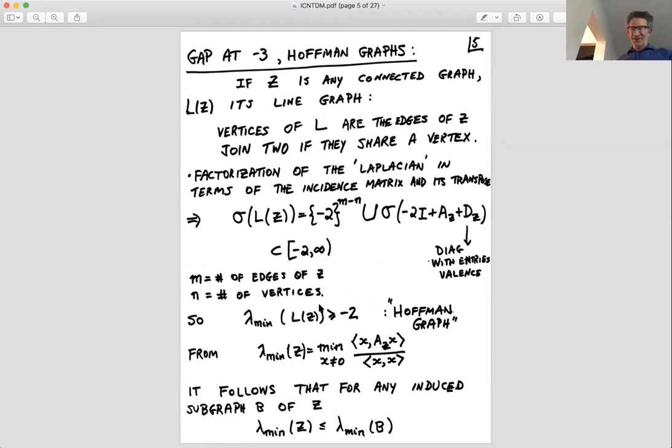But the answer at -3 is worth a number of slides. It's really beautiful. So what gap can you create at -3? If you have a 3-regular graph, you could take its line graph, which you construct by taking the edges, making those the vertices, and you join two edges if they have a vertex in common, and that's called the line graph.